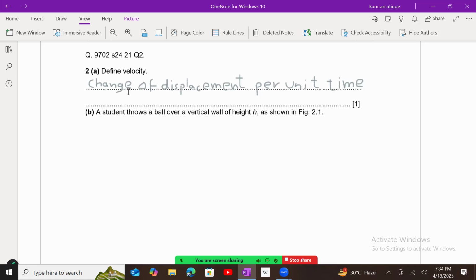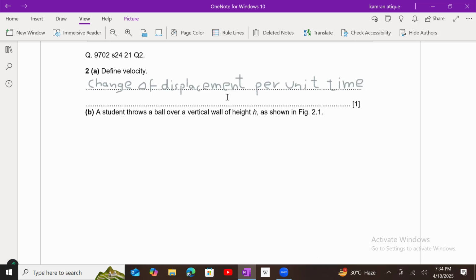Displacement is the already defined quantity when velocity was defined for the very first time in the history of physics. So we have imposed a condition on the displacement. And that condition is that whatever change in displacement happens for the moving body, for the moving vehicle in 1 second, that will be regarded as the velocity of the moving vehicle. So the change of displacement per unit time is an appropriate definition which can gain you 1 mark.